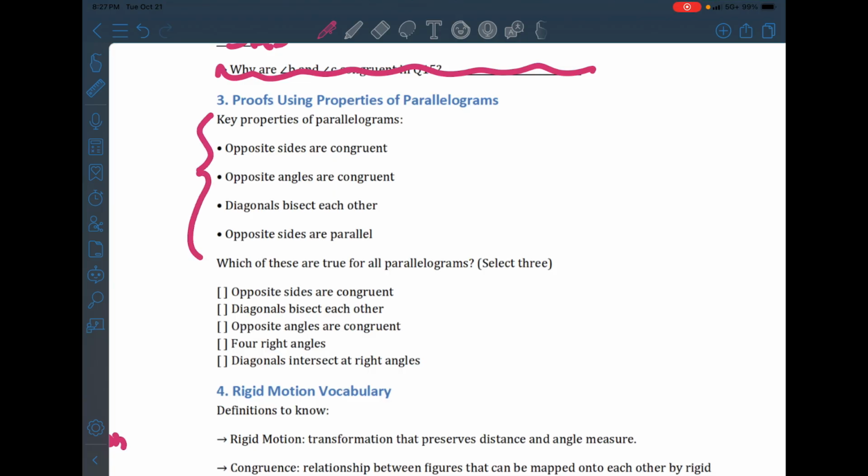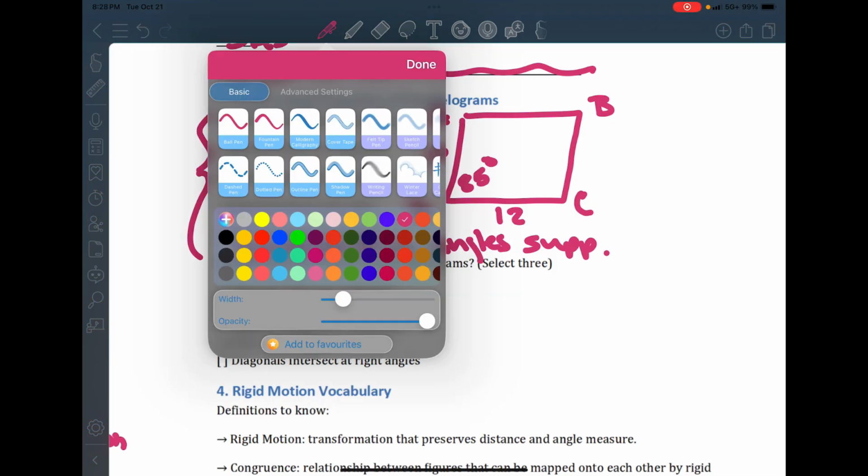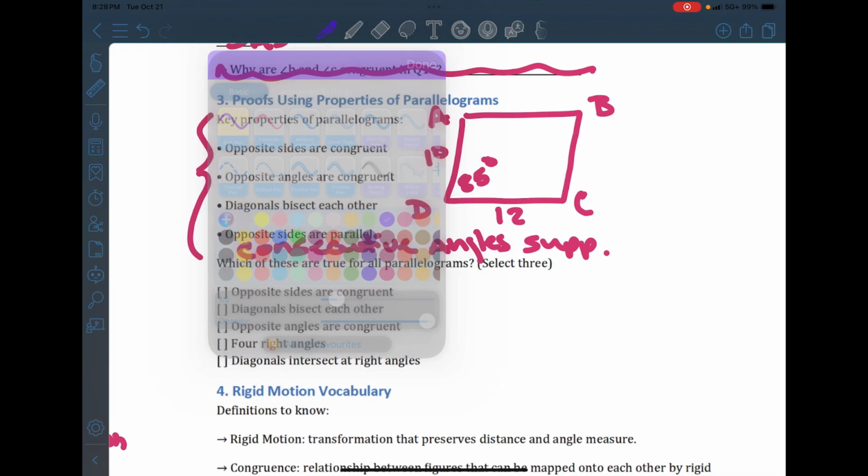And let's go ahead and add this. Consecutive angles are supplementary. That means they add to be 180. So let's do a little problem here. If I have parallelogram A, B, C, and D, and these are the lengths here, let's go ahead and see if we can figure out and fill in all the other lengths and angles.